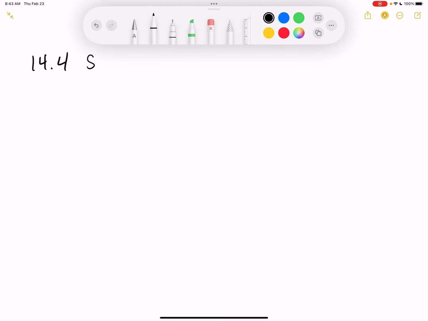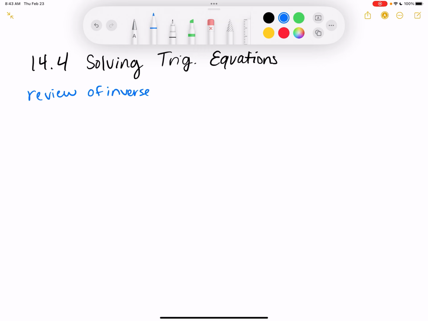14.4, solving trig equations. So I'm going to do a quick review of inverse trig just to make sure we know where the stuff is coming from. Because in order to solve trig equations, often we're solving for theta, and so that means we need to know how to use inverse trig functions.